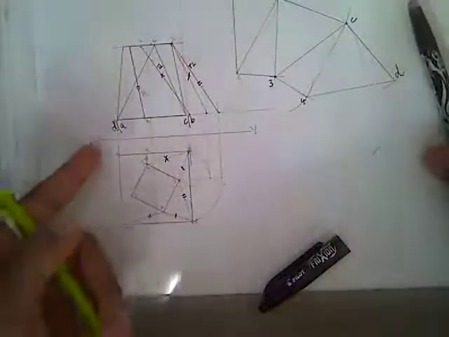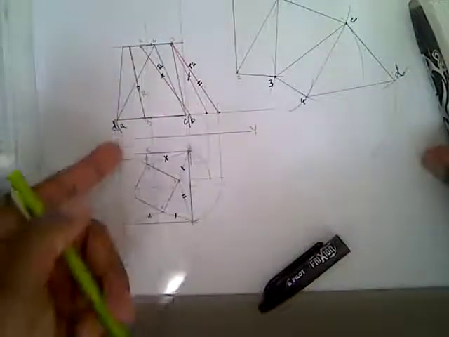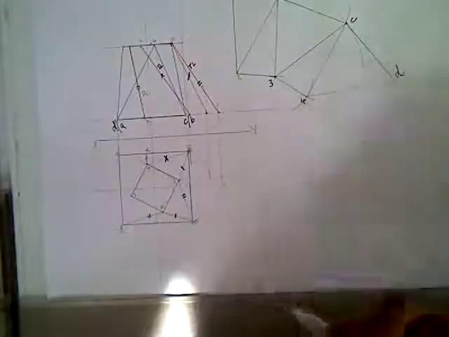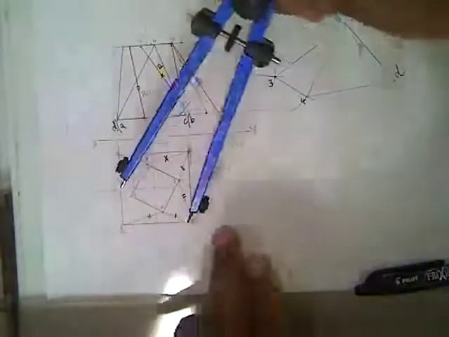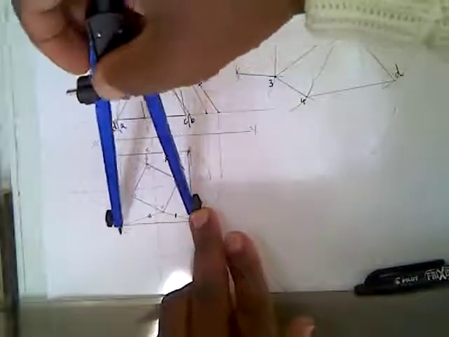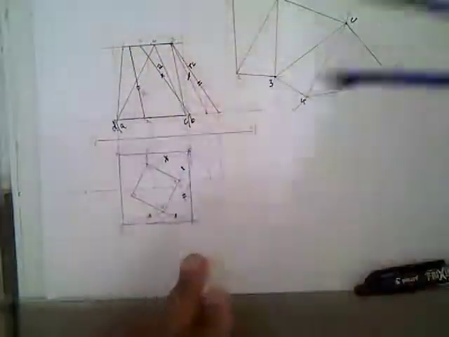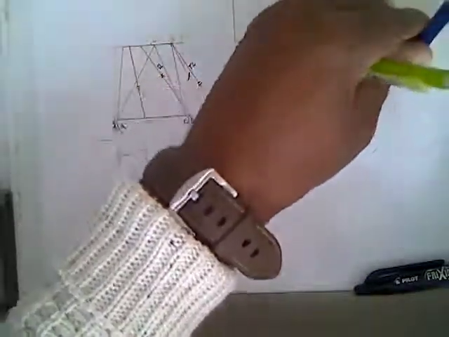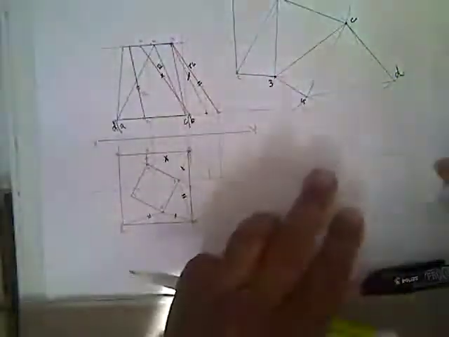From D you'll move to A. From D to A you still have the same measurement. Because it is a square, you will have the same measurement, Majid. Yeah, same measurement. Now from D to A, A will be somewhere here. Come to look for A somewhere there.